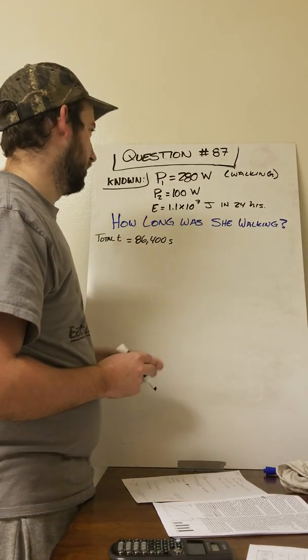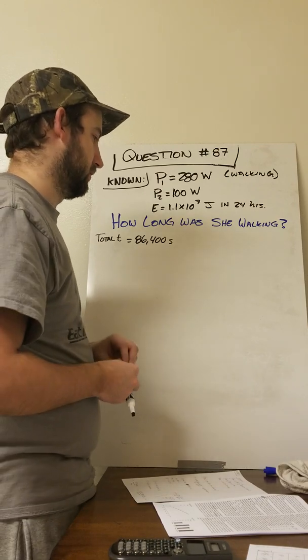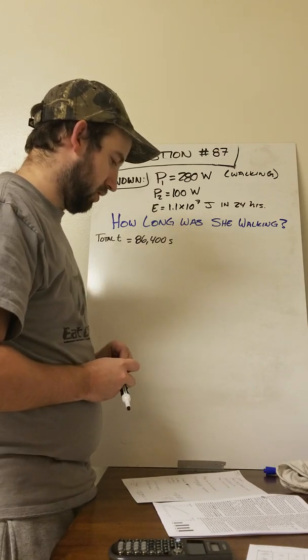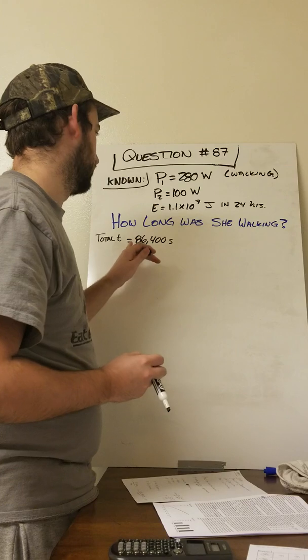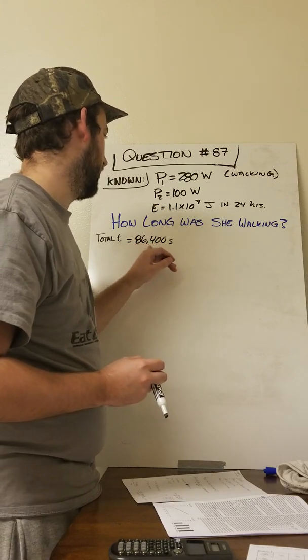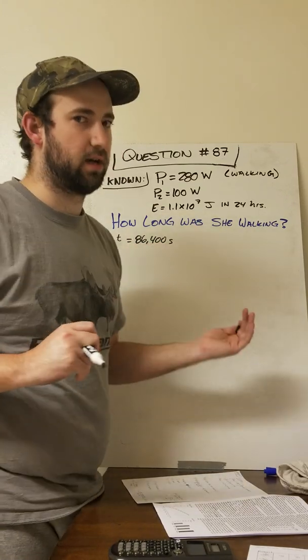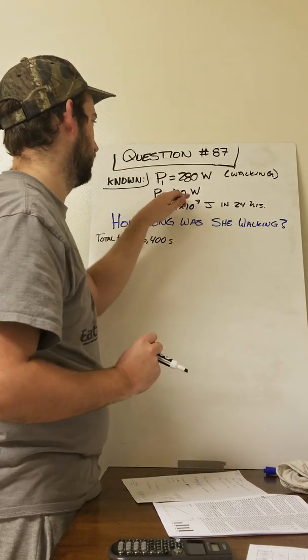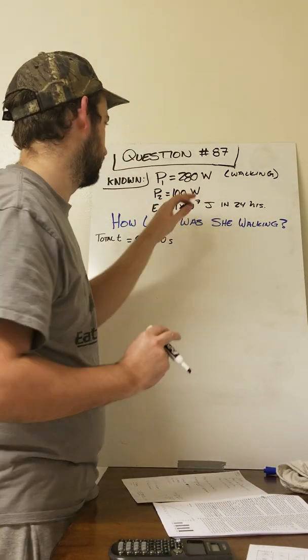So that's the total amount of time that we're given. And so we know that the time that she is walking is going to be the total time minus the time that she's sitting, or just whatever this one is.